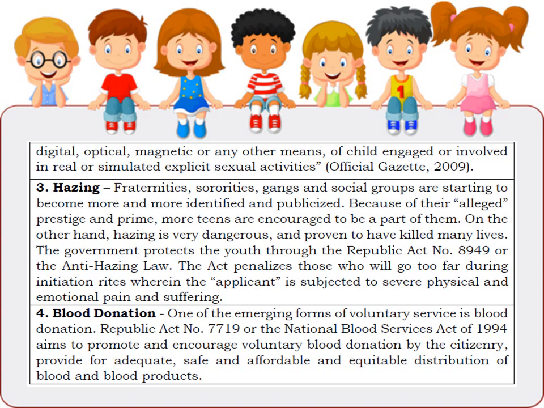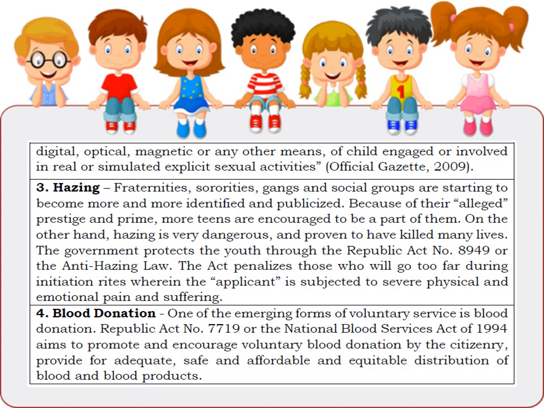Third, we have hazing. Fraternities, sororities, gangs, and social groups are starting to become more and more identified and publicized. Because of their alleged prestige and pride, more teens are encouraged to be a part of them. On the other hand, hazing is very dangerous and has been proven to have killed many lives. The government protects the youth through Republic Act number 8949, or the anti-hazing law. The act penalizes those who go too far during initiation rites wherein the applicant is subjected to severe physical and emotional pain and suffering.